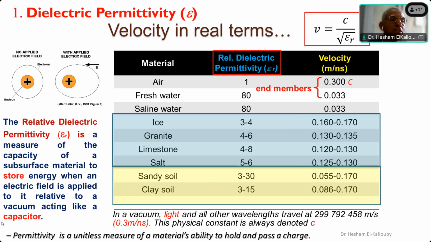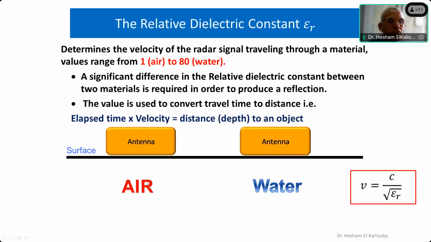So permittivity can be defined as a measure of the material's ability to hold and pass charges. It acts like a capacitor, for example. It is very high for water and very low for air. For example, if you put a GPR antenna above air, which could be like a cavity, it moves very fast. Remember that there's an inverse relationship between the velocity and permittivity. So in water, it goes very, very slow, while in air, it goes very fast.